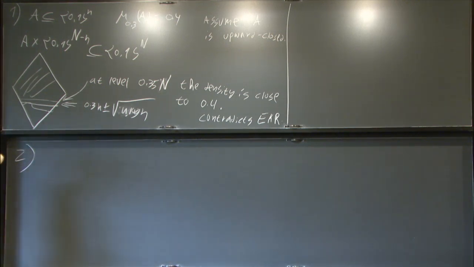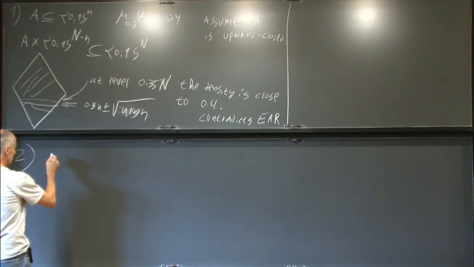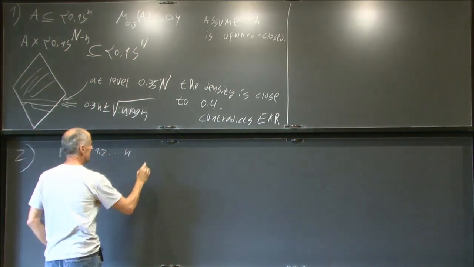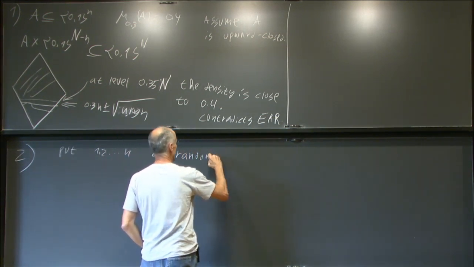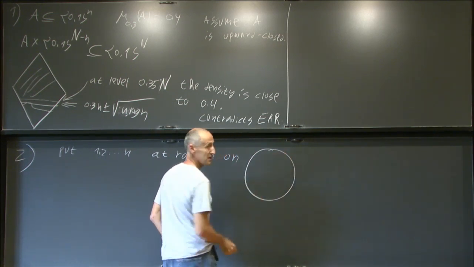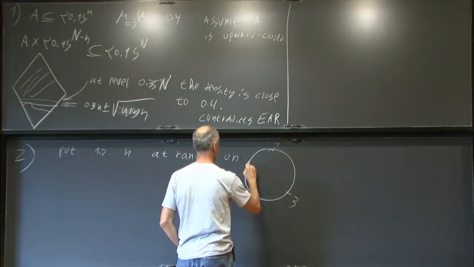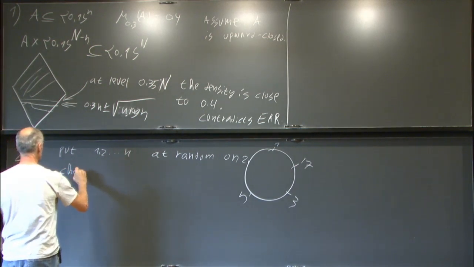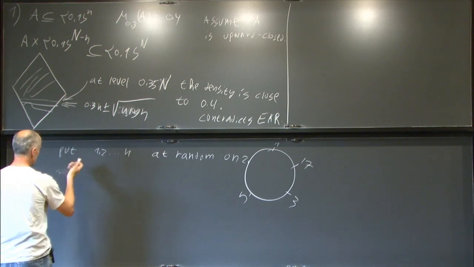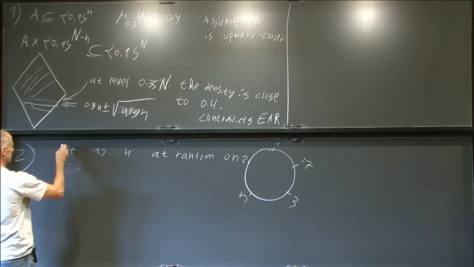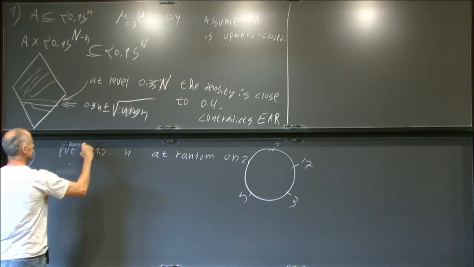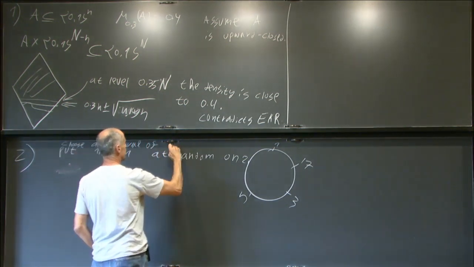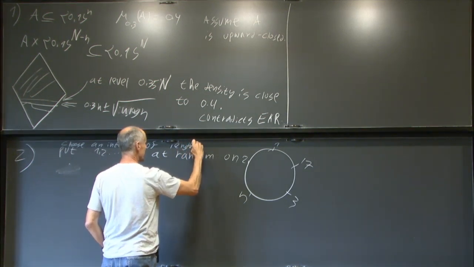So once again, we're given A. First of all, put the elements 1, 2, up to n at random on the unit circle. Okay, let's do it at first in a different order. Choose an interval of length p on the unit circle.